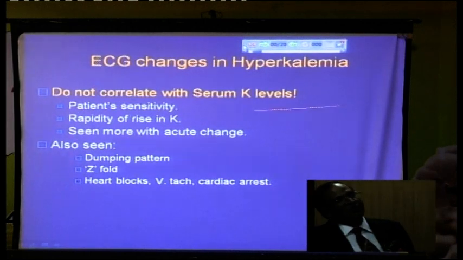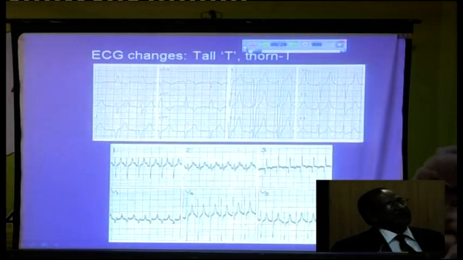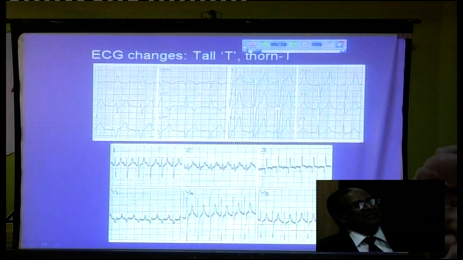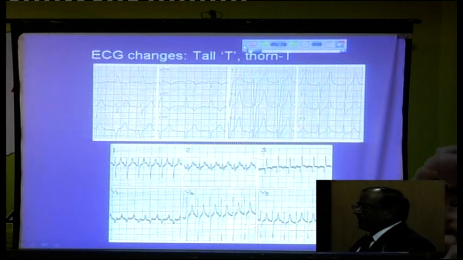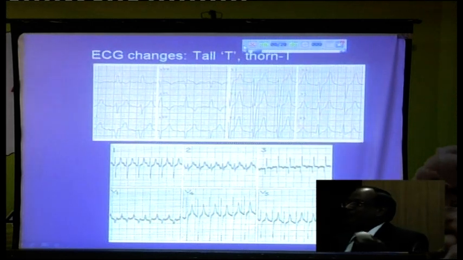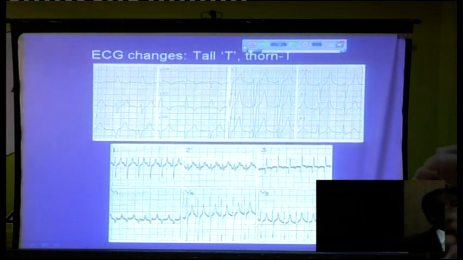It does not correlate ECG changes with the potassium level. What is a tall T? Tall T means that the T is taller than the R wave height in more than one lead. So if it's taller than the R wave in 2 leads, suspect hyperkalemia. And if it's in 4 leads, you're more likely to be right. 6 leads, you're more likely to be right. That is what it is.